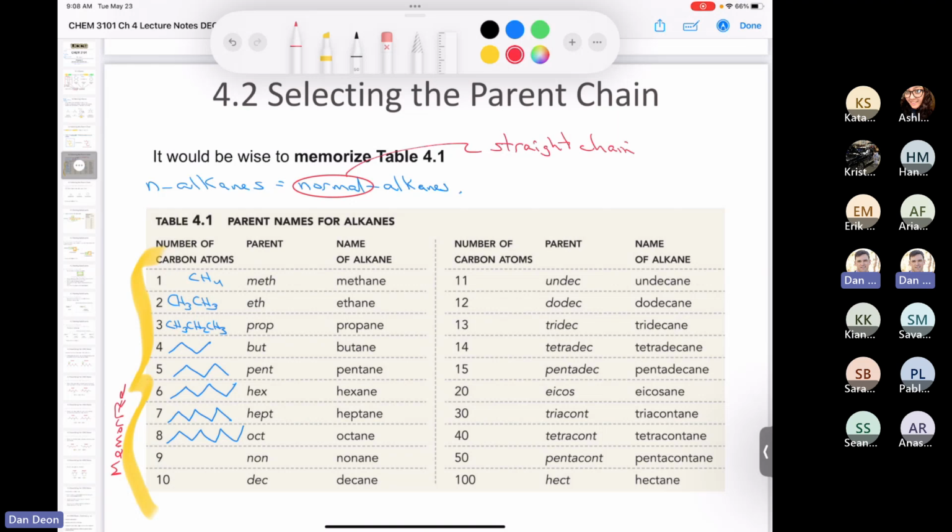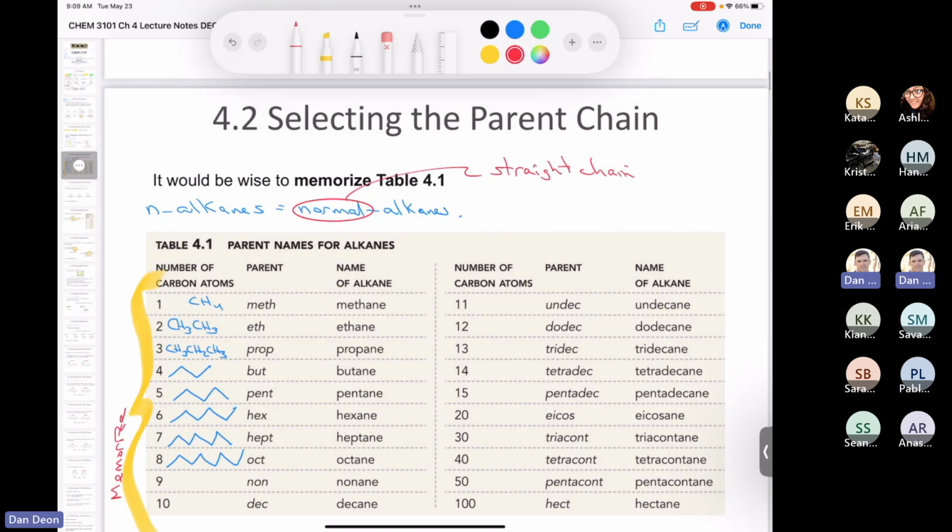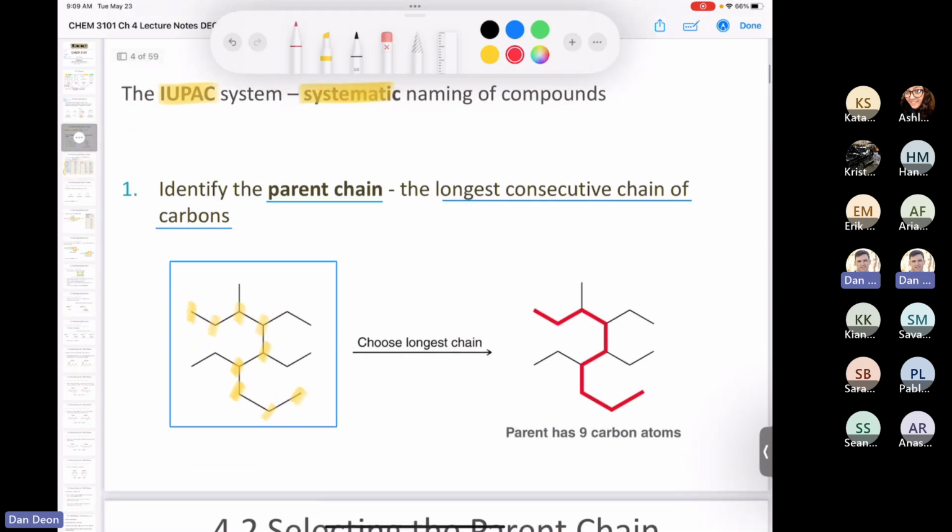So really, the only ones that are kind of tough to remember are methane, ethane, propane, and butane, I guess. All right, so you need to know the first 10. So if we go back to this compound here, since we have 9 carbons on the parent, this compound is some kind of nonane, okay?